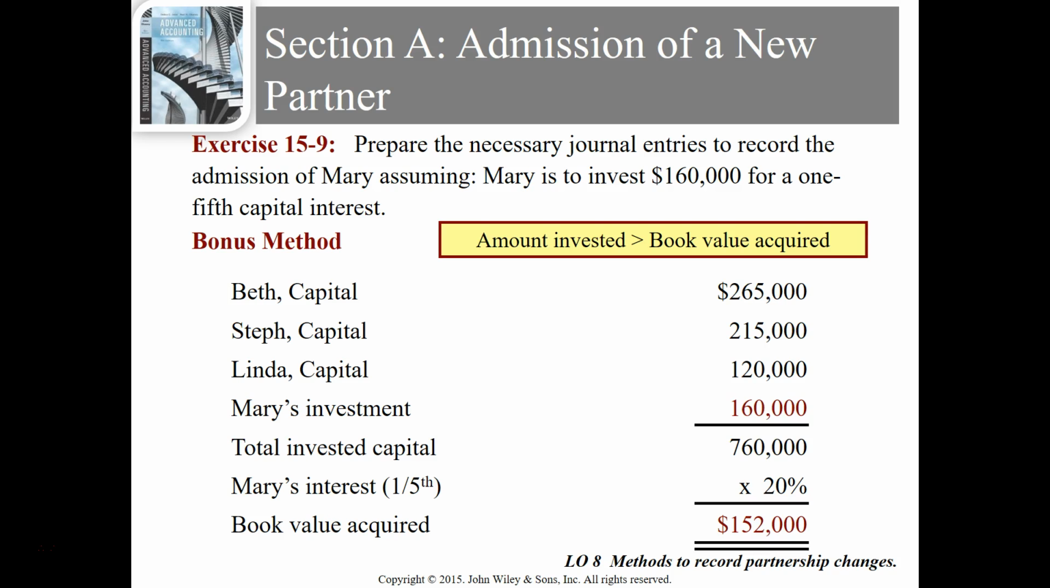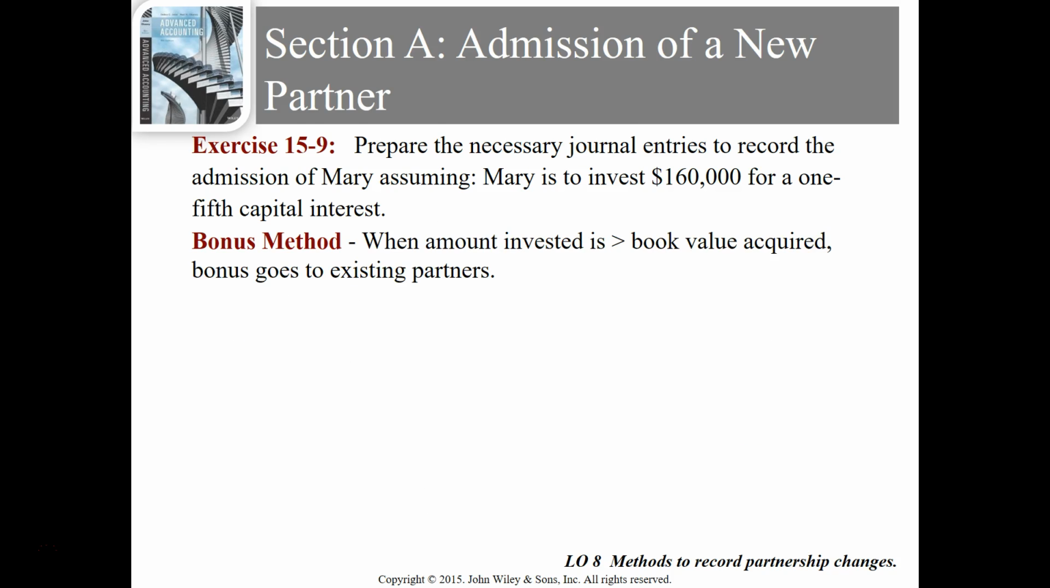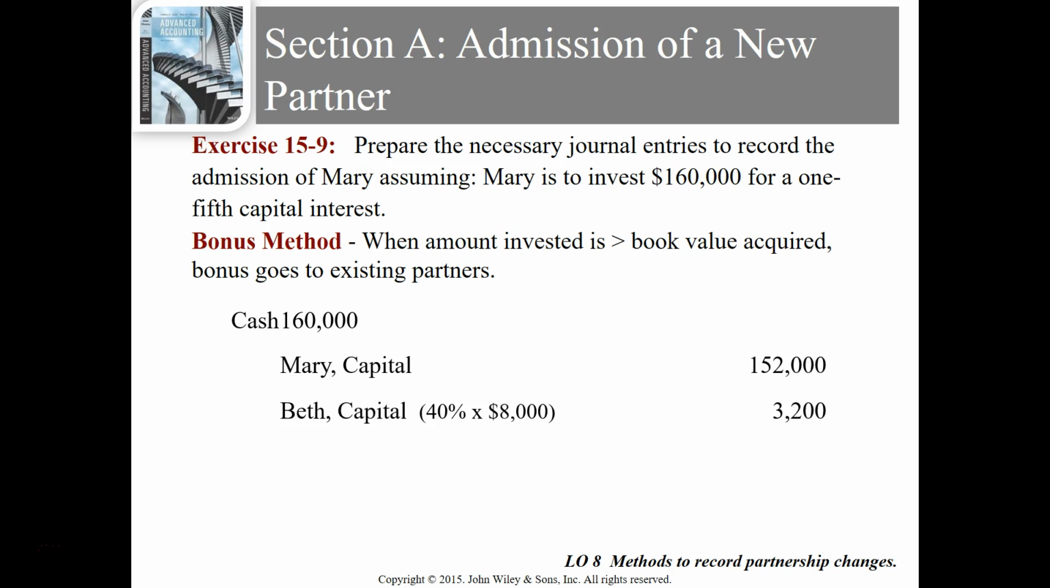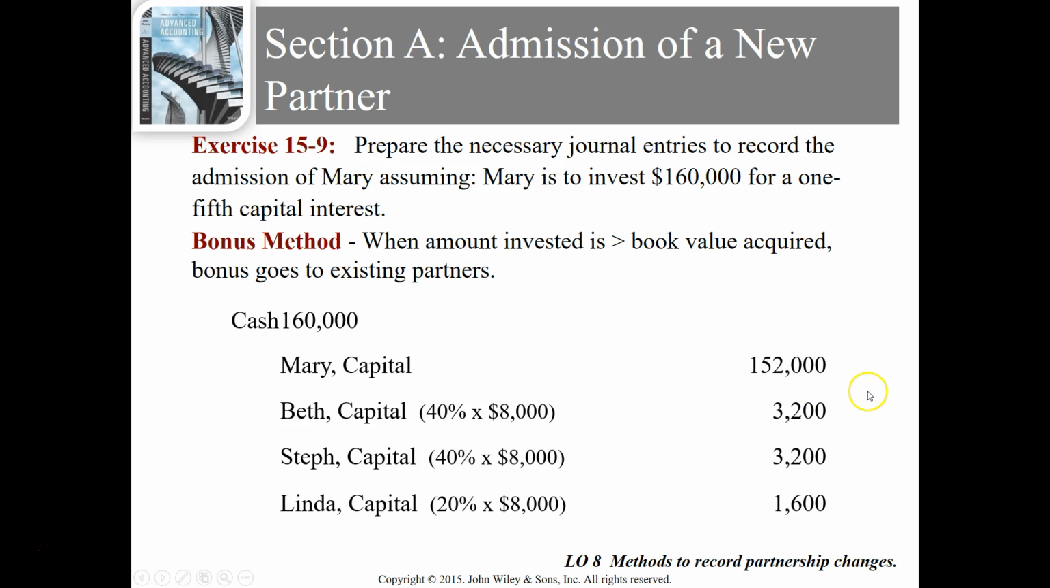Now, assume a new method, the bonus method. Mary wants to invest $160 for a 1/5 interest. When we do our computation, $760, Mary is 1/5, the book value is $152. The amount Mary has given is greater than the book value required. So the bonus of $8,000 goes to the old partners in their existing ratio.